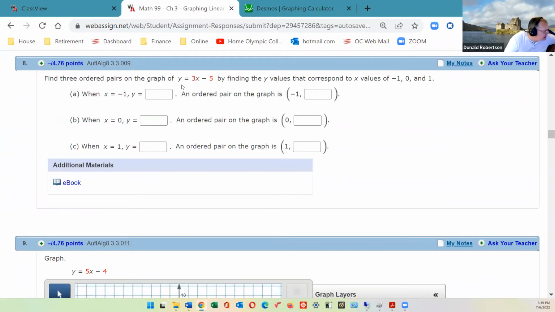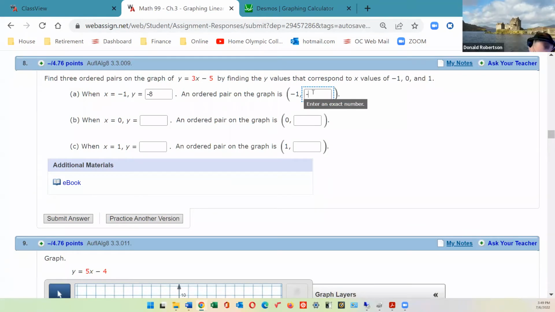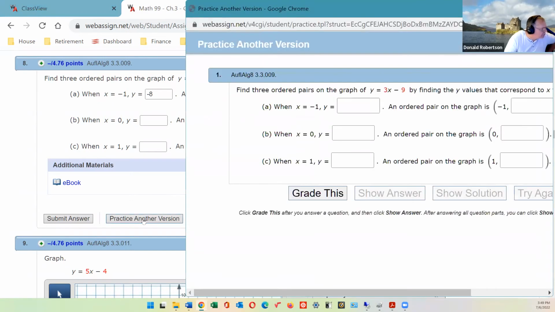Now in question 8, they've given you the equation and they've told you x is -1, tell me what y is. If I put -1 there, I get -8. So I'm typing in -8. And the ordered pair is -1, -8. An ordered pair is just another name for the coordinates. And you do it for the other two. And let's just see what practice another looks like. There you go. And you can practice with different questions so you feel comfortable.